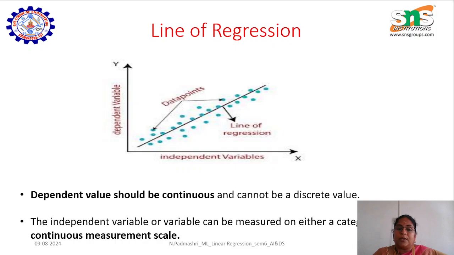It's a continuous straight line, and the values that we are going to measure are continuous prediction values. And the data points that we have plotted are scattered with respect to the x and y axis. These are all the data points. So, what is the dependent value? It should be a continuous value. It cannot be a discrete one. And the independent variable can be measured on either a categorical or continuous measurement scale.